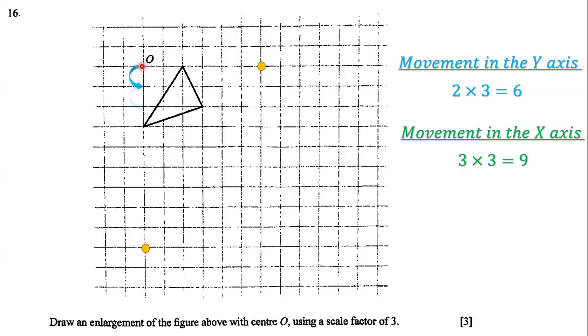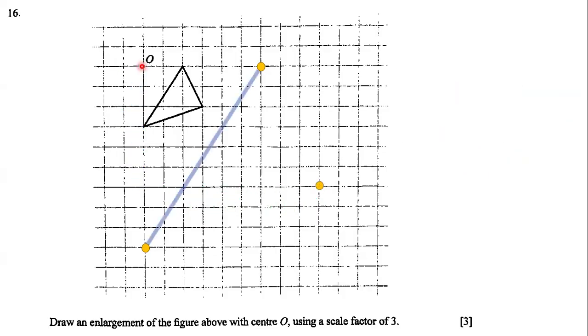So it's going to be 1, 2, 3, 4, 5, 6 down, and 1, 2, 3, 4, 5, 6, 7, 8, 9 across. And so our point is going to be right here. And so what we're going to do is connect these 3 points, and that is our enlargement.